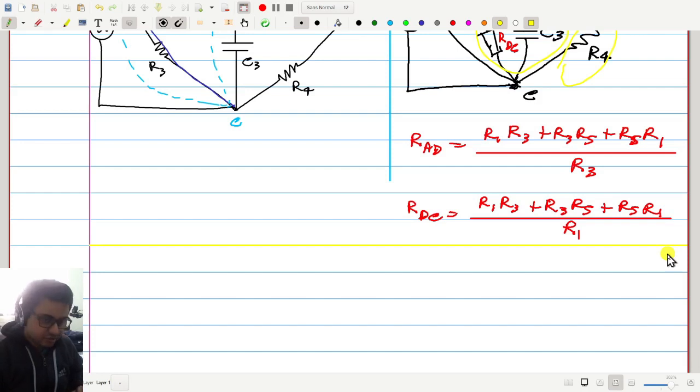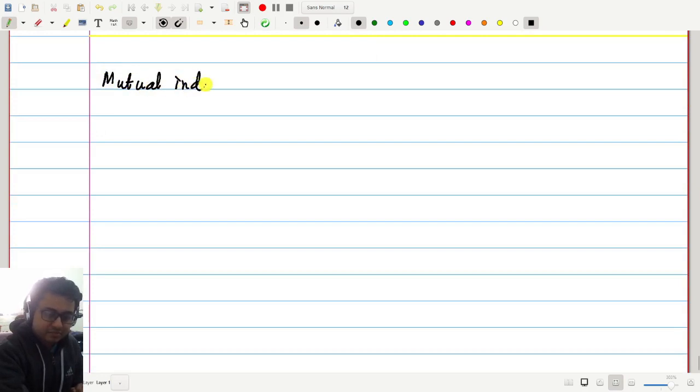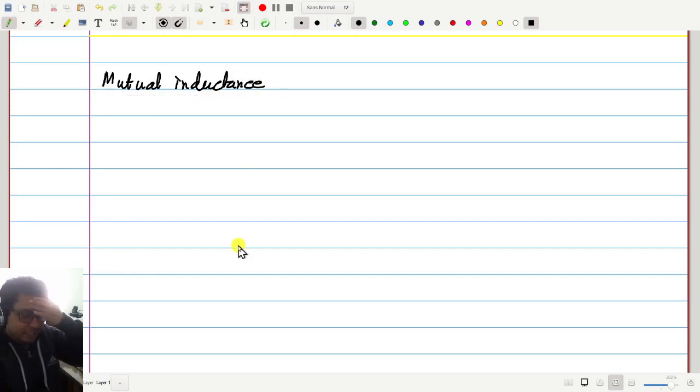Okay, we will study one more thing. Mutual inductance measurement using bridges. But before going to bridges, let us do something even simpler.